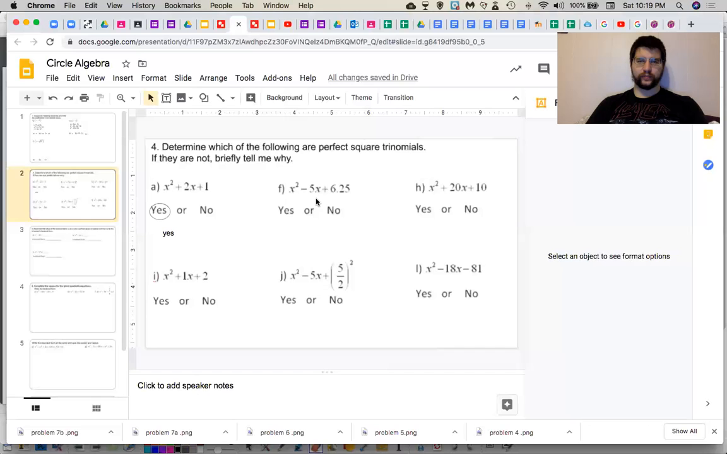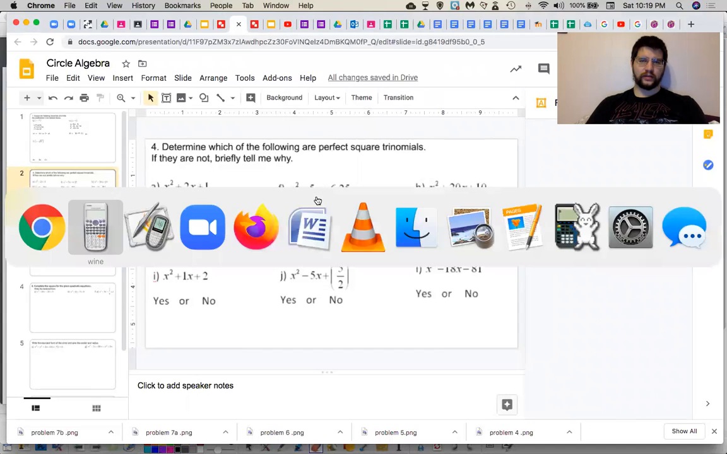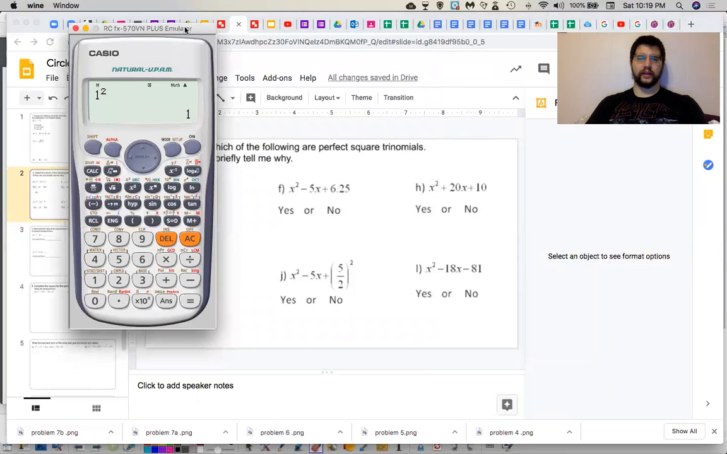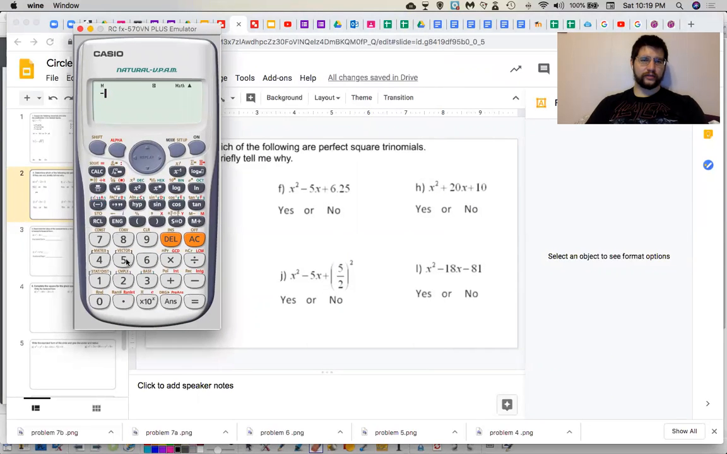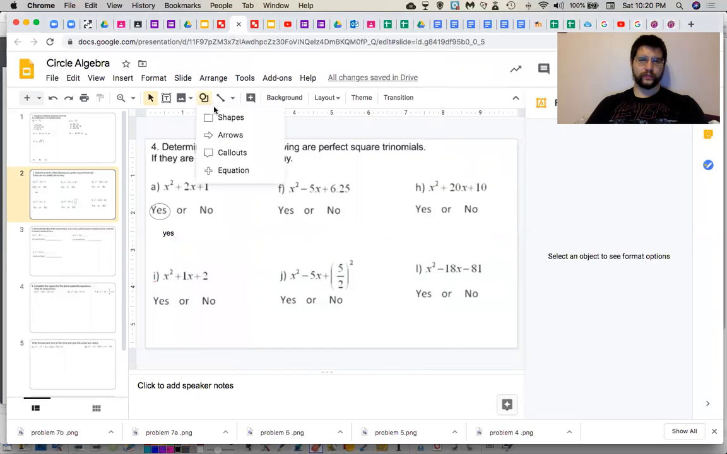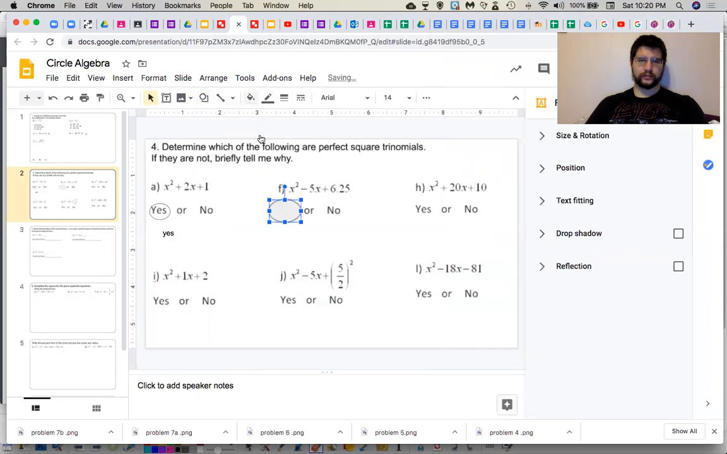Let's look at this next one. Huh. Well, I'm not sure on that one. I can't do that one in my head. I'm going to take -5 and divide it by 2. That gives me that fraction over there. Oh, I need to square it, so let's see what happens. I get another fraction. So let me see what that is. Oh, 6.25. Yes, indeed. So this is another perfect square trinomial. So as long as b over 2 squared matches this c term, we're good to go. Yes. Okay.